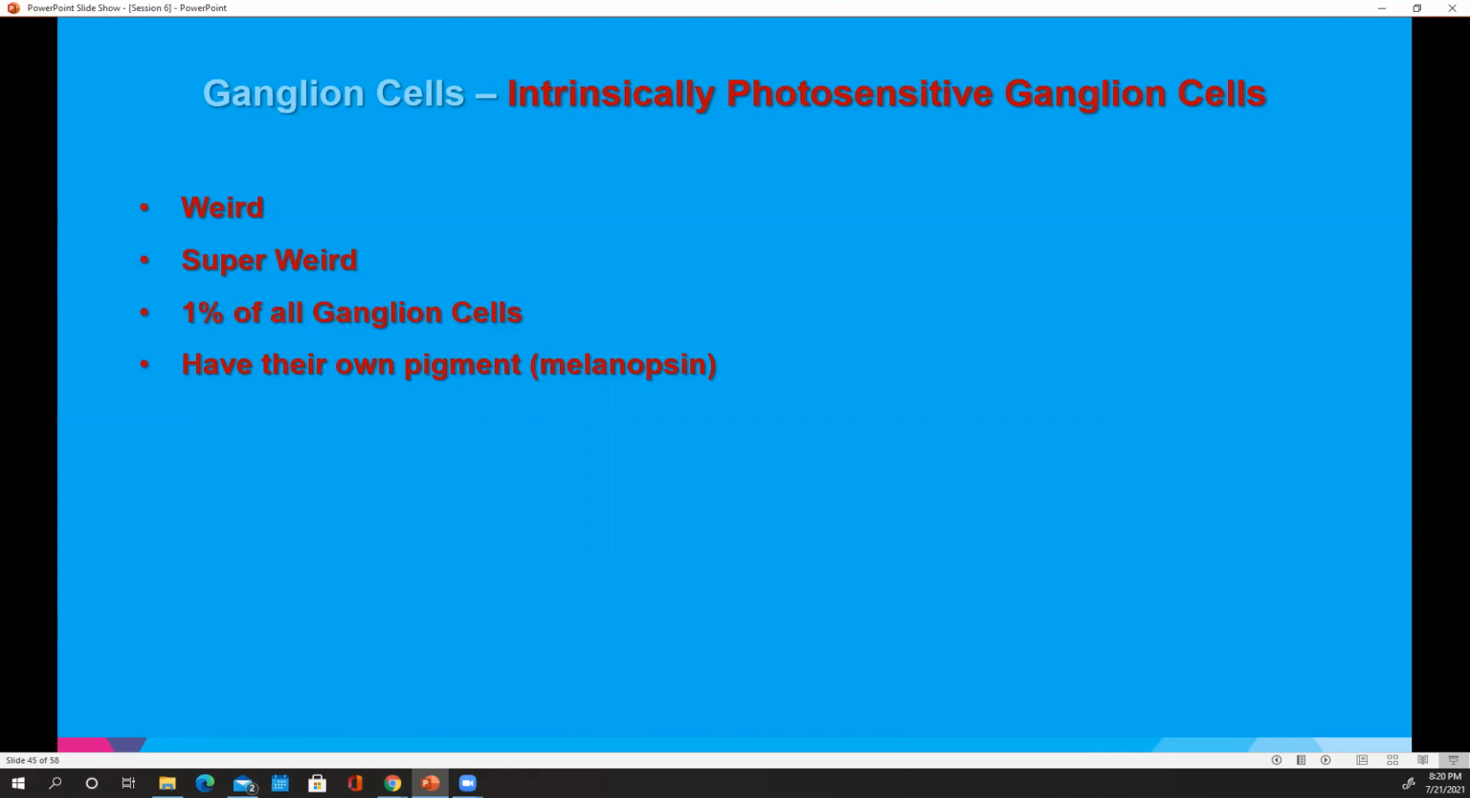Opsin just means the thing that allows you to respond to light. But then you have the colors, and we don't actually specify them, but the color ones are your S opsin, which is your short wavelength, your M opsin, and your L opsin. Your medium wavelength and your long wavelength. That's what we define them.